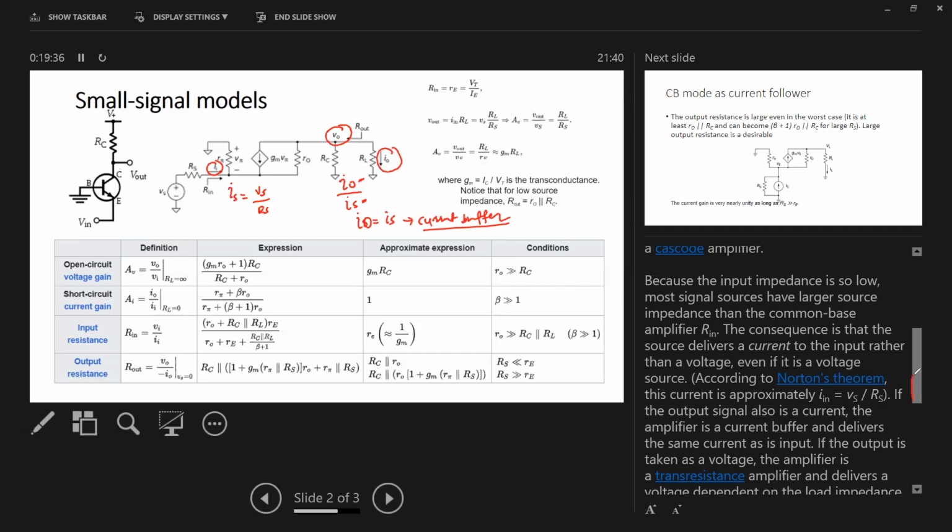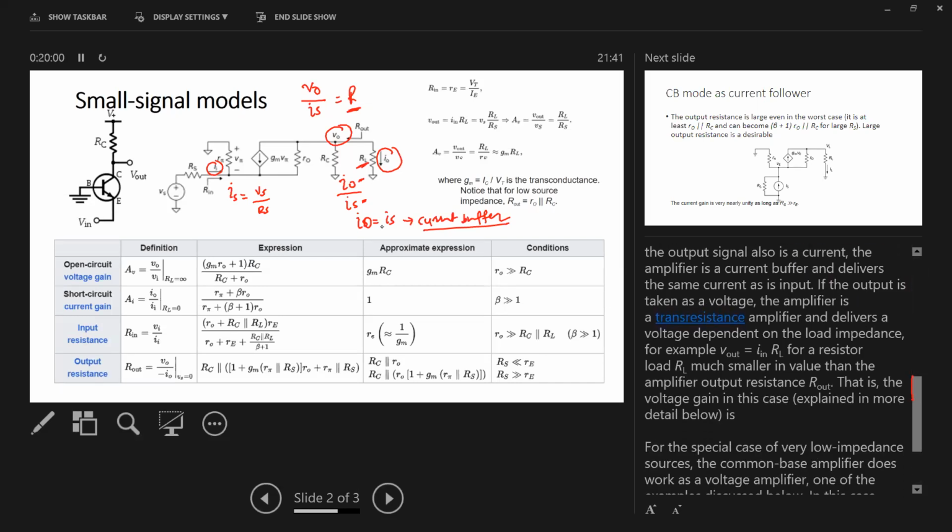But if your output is taken as voltage, for example, you have the output voltage here, the amplifier gain is then VO divided by IS. So it is called a Transimpedance Amplifier and it delivers output voltage depending on the load impedance. Whatever the load impedance you have, based on that, it delivers the output voltage. So your output voltage in this case would be written as I in times RL. And I in and IS are the same.